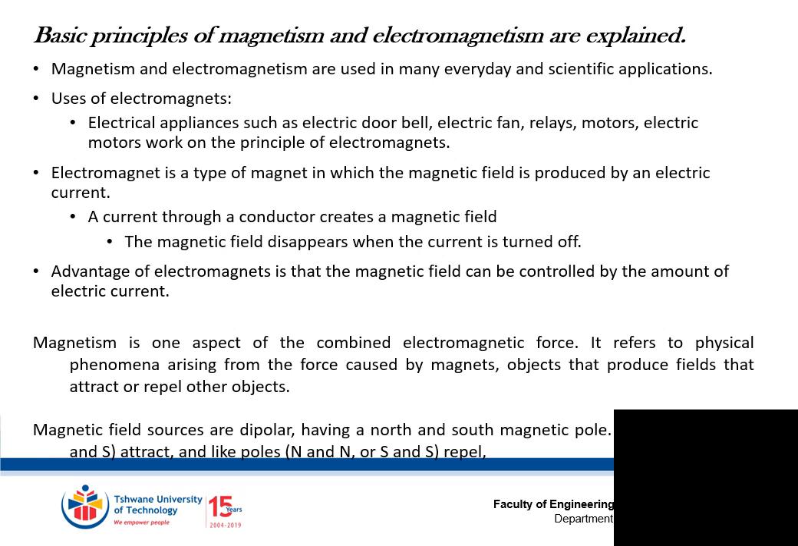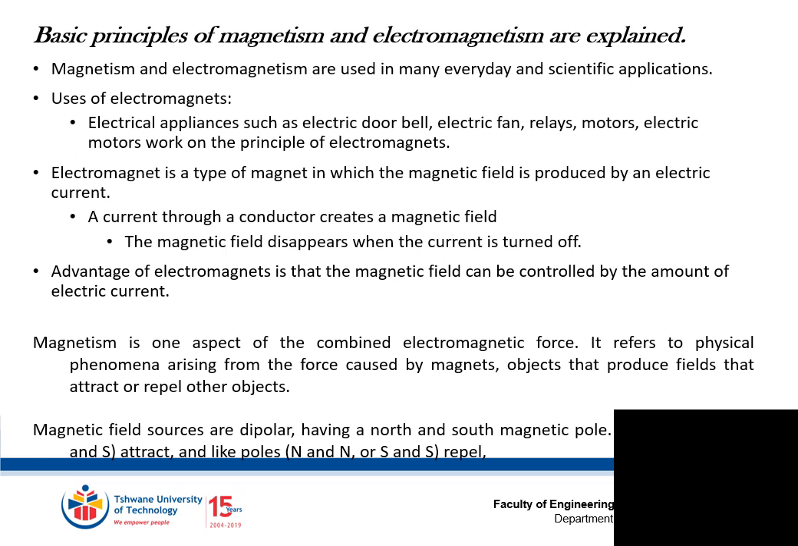Let's explain the basic principles of magnetism and electromagnetism. Magnetism and electromagnetism are used in many everyday scientific applications. The uses of electromagnets: electrical appliances such as your doorbell, electrical fan, relays, and electric motors work on the principle of electromagnets. An electromagnet is a type of magnet in which the magnetic field is produced by an electric current.